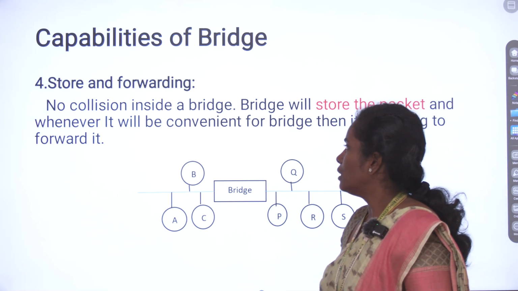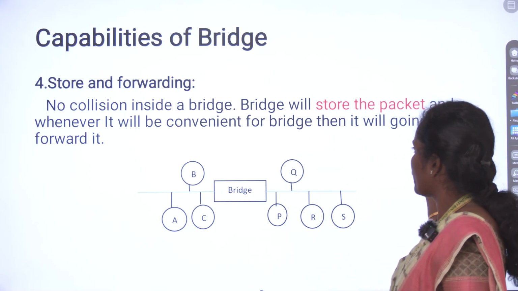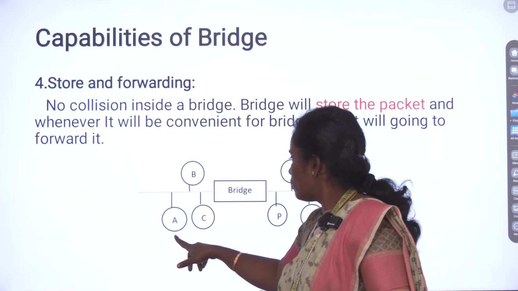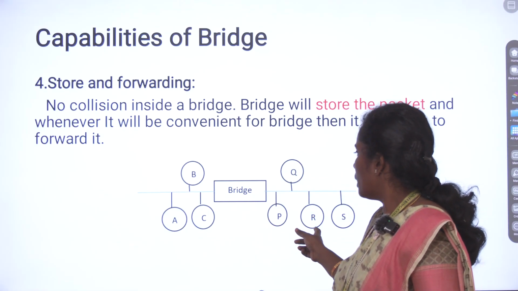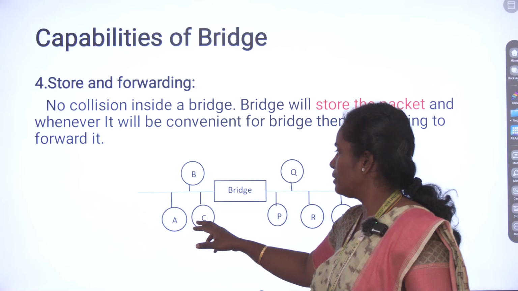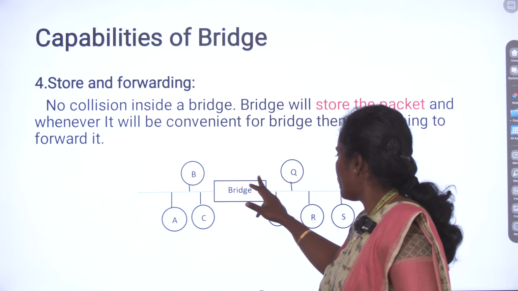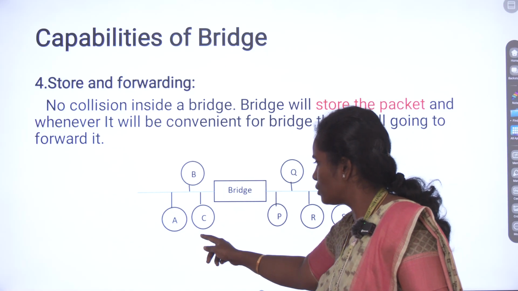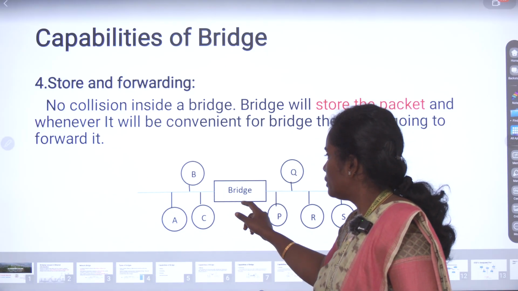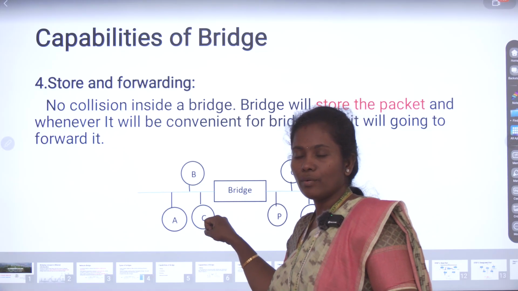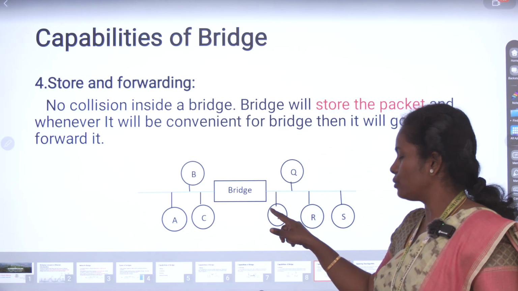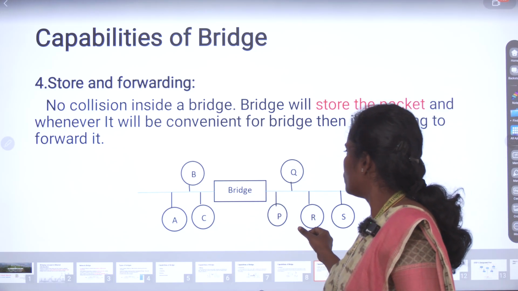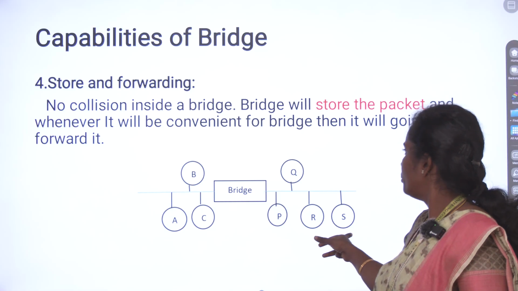Store and forward. There is no collision inside a bridge. The bridge will store the packets, and whenever the bridge is free, it will forward them. Here, A wants to send a packet to B, and R wants to send a packet to C. At the time, A is a source station and transfers packets to B, the destination station. Simultaneously, R is a source station and transfers a packet to the destination station C. The bridge will store the packets, and it may be A to B or R to C. It holds any one of them, and they are transferred one by one in order to avoid collisions.